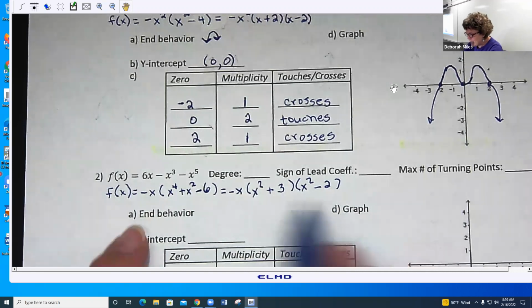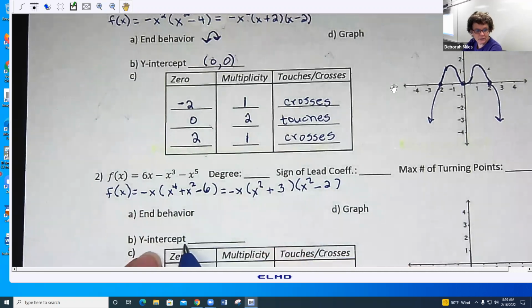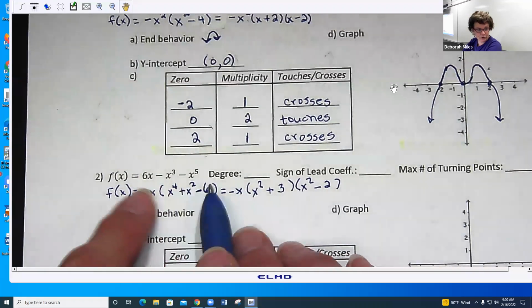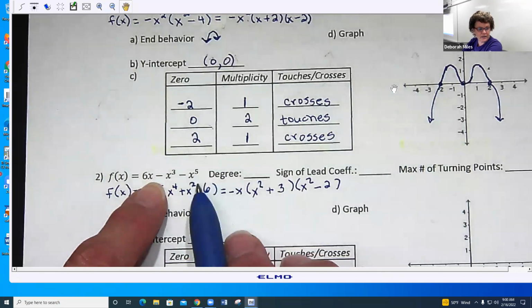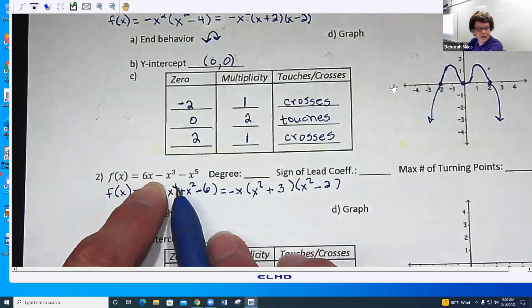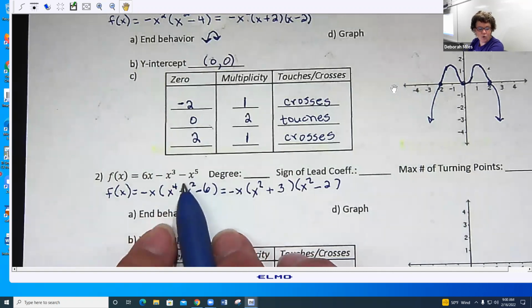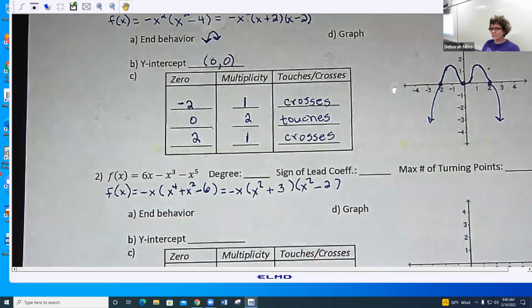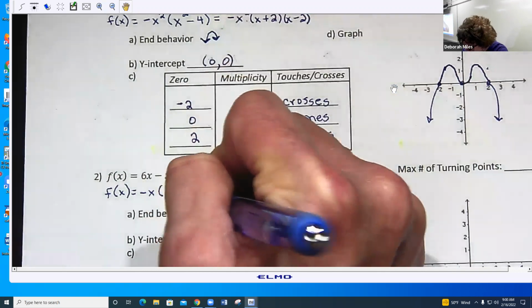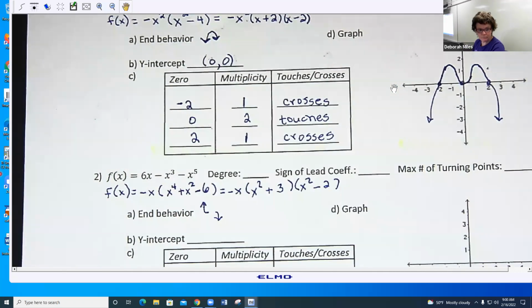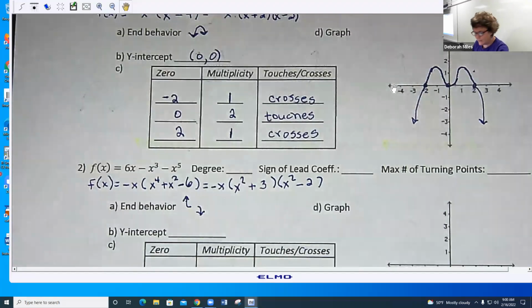Now, when I'm looking for the end behavior and the y-intercept, I'll probably look at the unfactored form of the polynomial. That's where it's easiest to see it's 5th degree with a negative coefficient. And since it's 5th degree with a negative coefficient, what's it going to do on the ends? It's going to look like negative x cubed. It's going to go down on the left. No, I'm sorry, up on the left and down on the right. Just like negative x cubed.